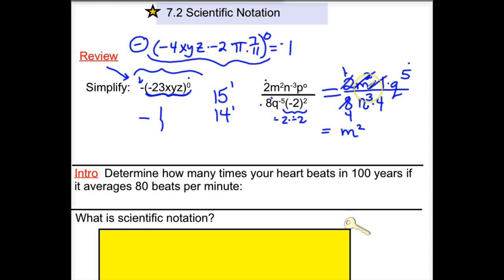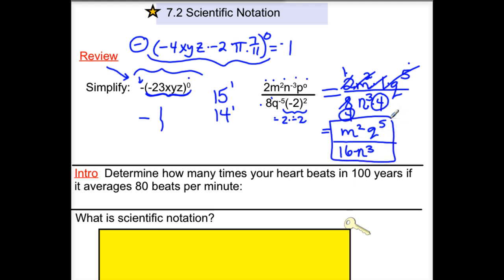Multiplying by 1 doesn't do anything. I've got my q to the fifth on the top. Notice how systematic I'm being about this. I'm dealing with these each individually. Now when I'm done, I'm simplifying it and making sure I've got everything done that I need to have done. On the bottom, I've got a 4 times another 4, which gives me a 16. And then I have an n cubed. So this is my final answer.